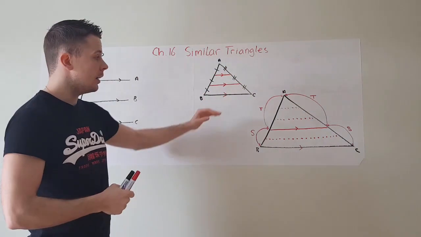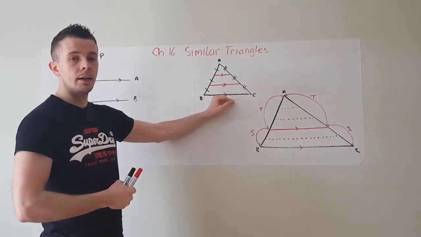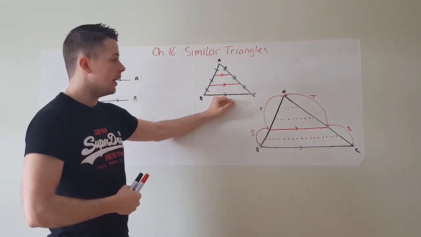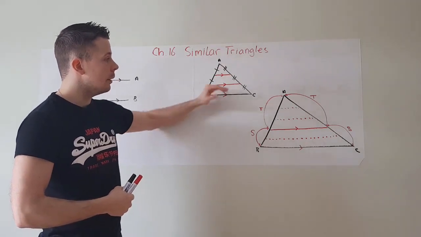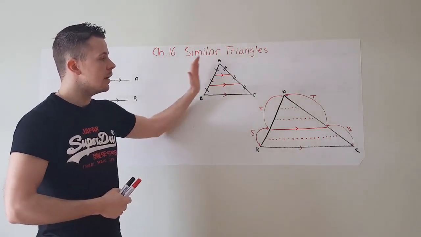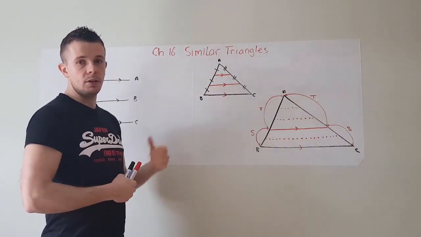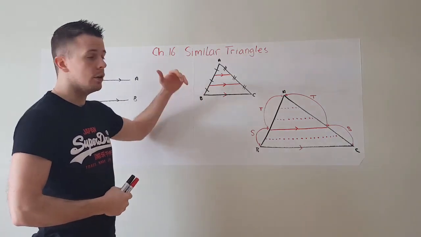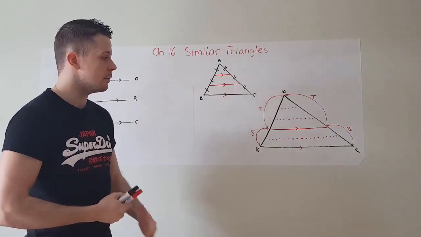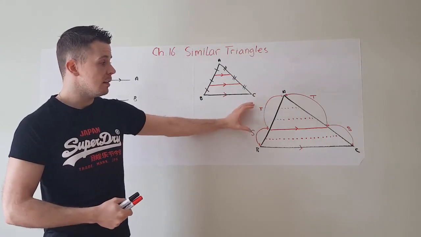So when parallel cuts are made to any given side of a triangle, it will divide the other two sides up into even parts or into a ratio. It doesn't have to be even, so we'll have a look at the idea when it's not even.